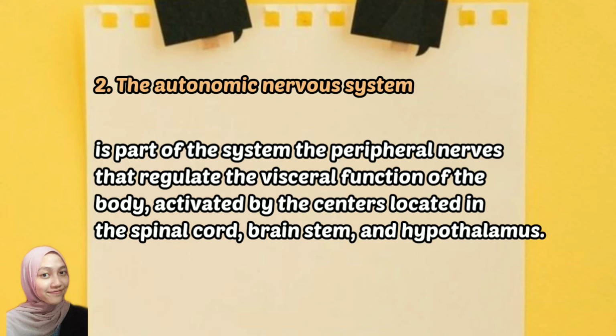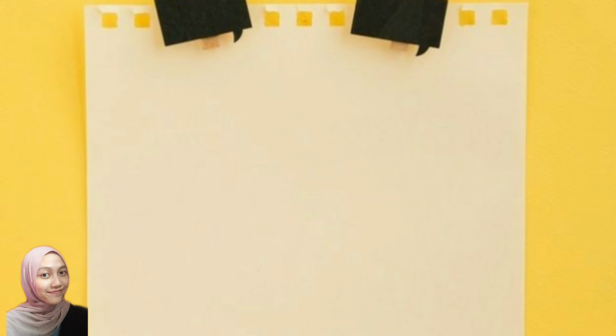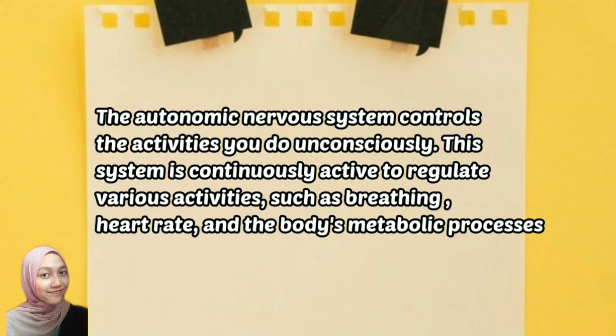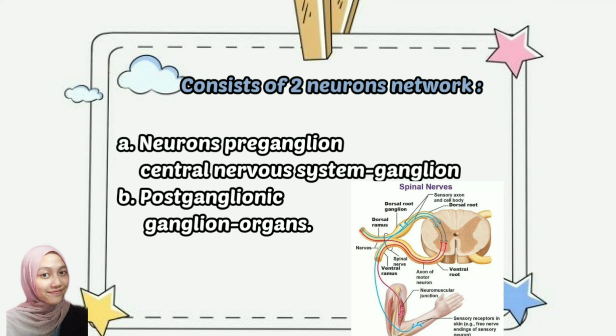The autonomic nervous system is part of the peripheral nerves that regulate the visceral functions of the body, activated by centers located in the spinal cord, brainstem, and hypothalamus. The autonomic nervous system controls the activities you do unconsciously. This system is continuously active to regulate various activities such as breathing, heart rate, and the body's metabolic processes. It consists of two neuron networks.